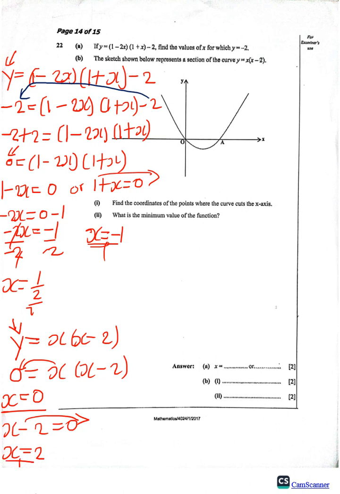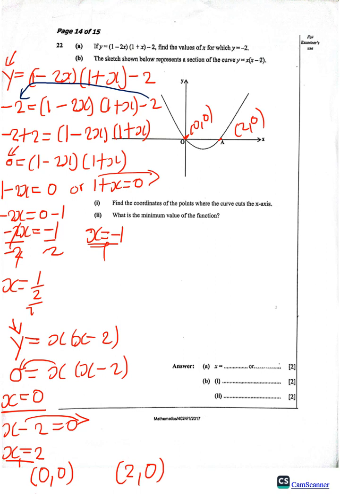So the first coordinate is 0, 0. Then the other coordinate is 2, 0. And it's making sense. We can see that this point here is 0, 0, since it's the origin. Then here it's 2, 0. So these are the coordinates of the points where the curve cuts the x-axis. So we are looking at where the curve meets the x-axis. At the point where the curve meets the x-axis, the y coordinate is always equal to 0.